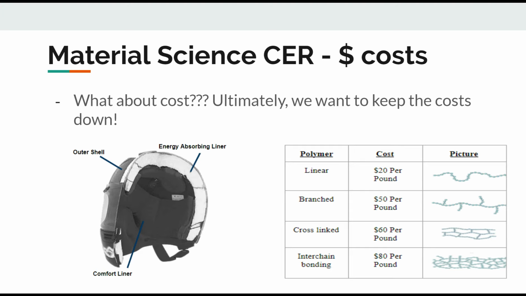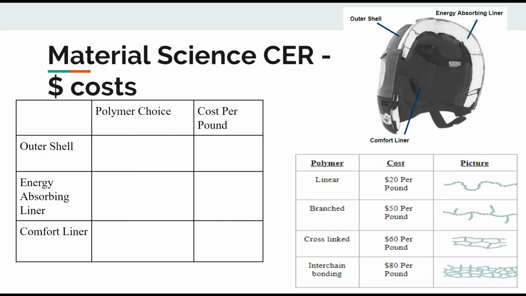So ultimately, we do want to keep costs down, but understanding that, if you chose a polymer that's the only choice that makes sense, that's a polymer that you're going to have to use. So first thing I would like you to do is go and, whatever polymer you chose for the outer shell, look at the chart on the right and record the cost per pound of the polymer that you chose. Do the same thing for the energy absorbing liner and for the comfort liner.